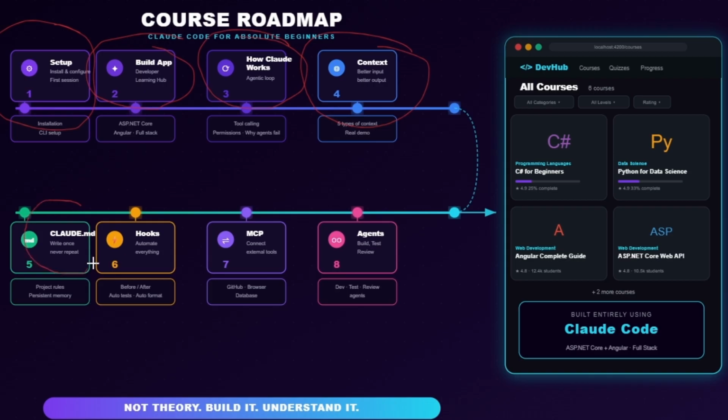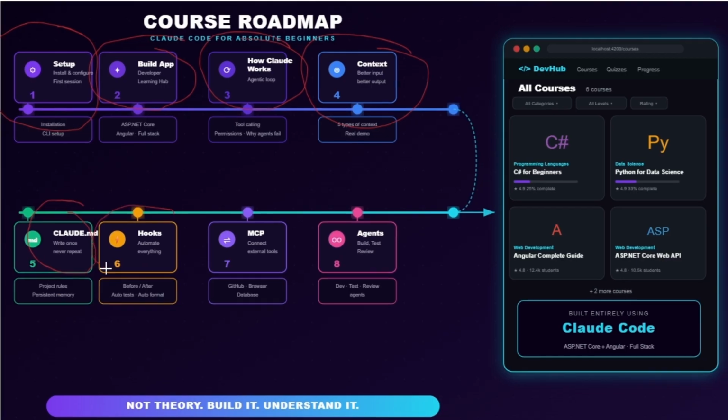CLAUDE.md, which is basically how you teach Claude about your project. Hooks, which we are going to utilize for automation: a workflow runs, a file gets checked, and a command executes. Then we will touch base on MCP, probably the most misunderstood topic, because once Claude can talk to GitHub, a browser, a database, or another tool, everything changes. Then we are going to move into agents and multi-agent systems.